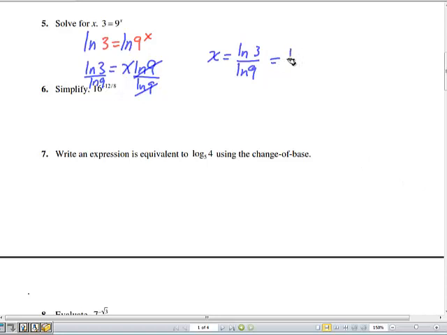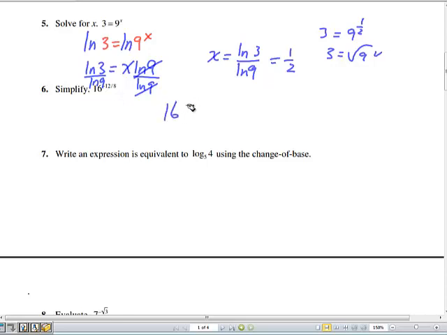I get 1/2. Now, if you think about it, this would be 3 is equal to 9 to the 1/2. This is the square root, so 3 is equal to the square root of 9, which is good. Okay, now number 6.